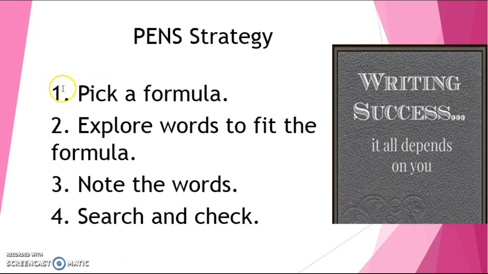So here are the 4 steps. If you look at the beginning of the steps, they spell the word PENS, so that can help you remember the strategy. So if you look there, step 1 is P, step 2 is E, step 3 is N, and step 4 is S for PENS. Once again, step 1 is pick a formula. Step 2 is explore words to fit the formula, so you're not writing yet, you're just thinking about the words. Step 3 is to note the words, so write them down. And then step 4 is to search and check.